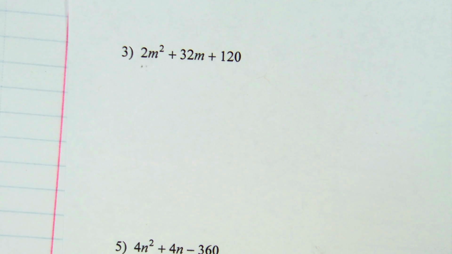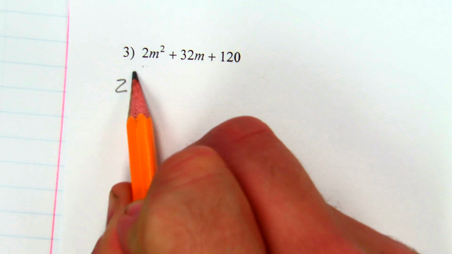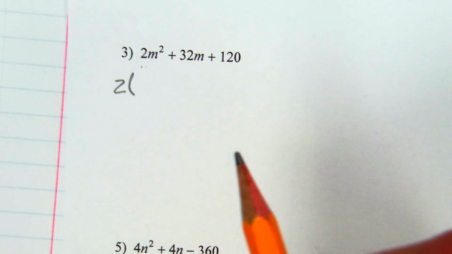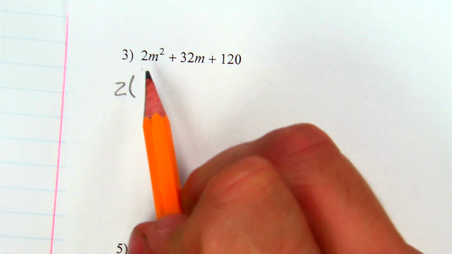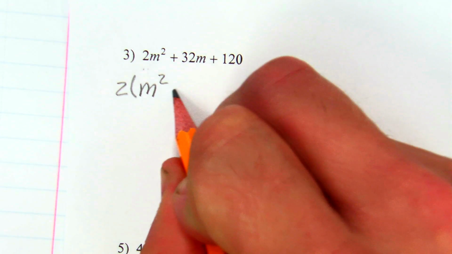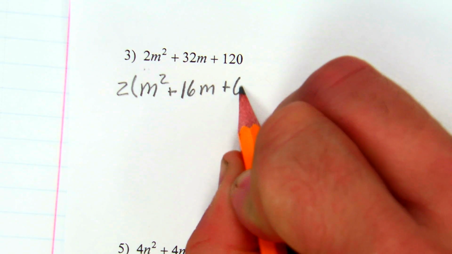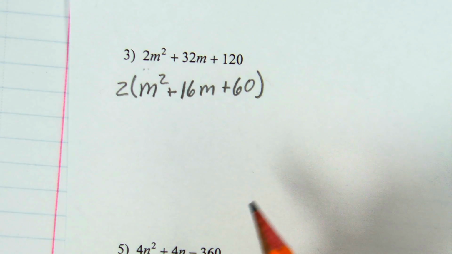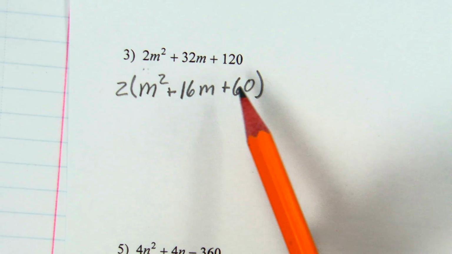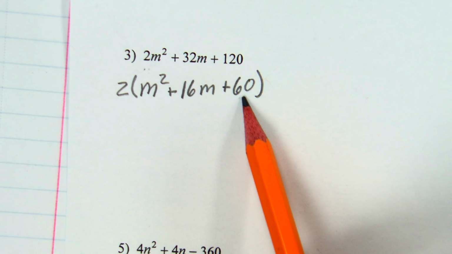But this is just kind of an introduction to the topic, so they do try to make it easy for you. So we're going to factor out a 2. Factoring is just a big, scary sounding word for dividing. So I'm going to divide each of these terms by 2. So this is going to give me m squared. This is going to give me 16m, and this is going to give me 60. So once the common factor has been factored out, this, for all intents and purposes, becomes your c term.